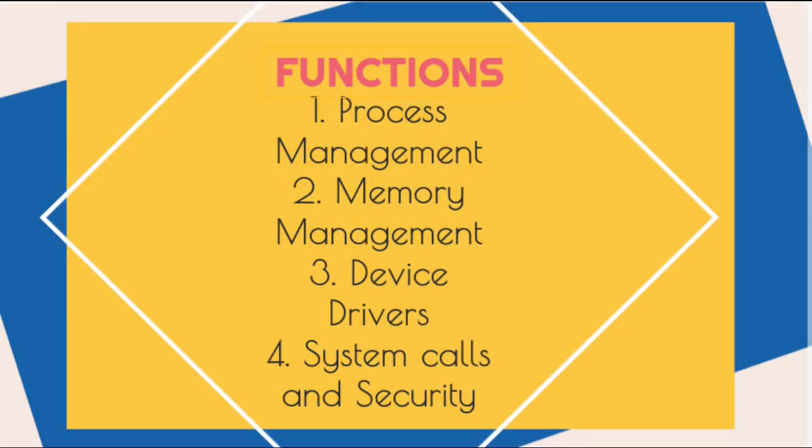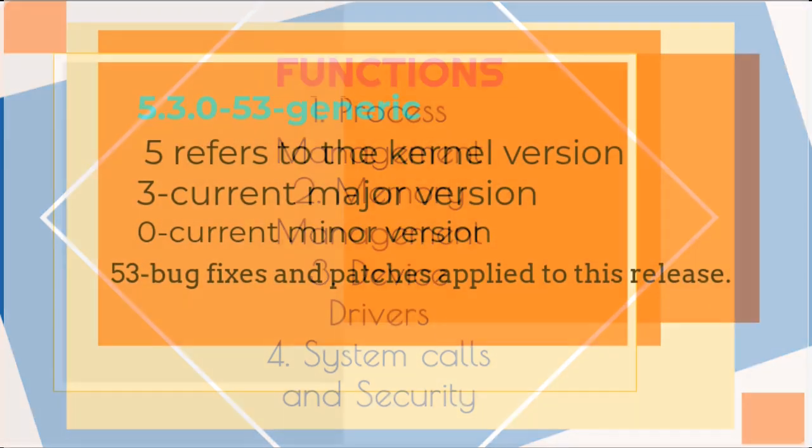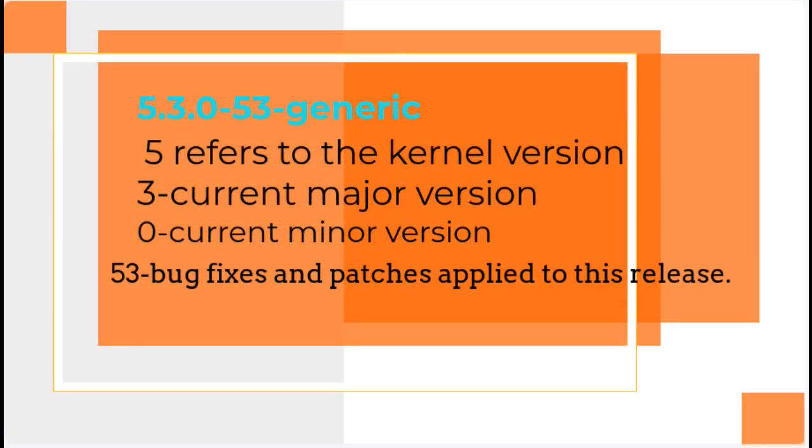4. System calls and security. It receives requests for service from the processes. How to check your Linux kernel version. The kernel remains under active development, so new Linux versions come out all the time. You can check which release is on your machine using this command. It works across any version of Linux.